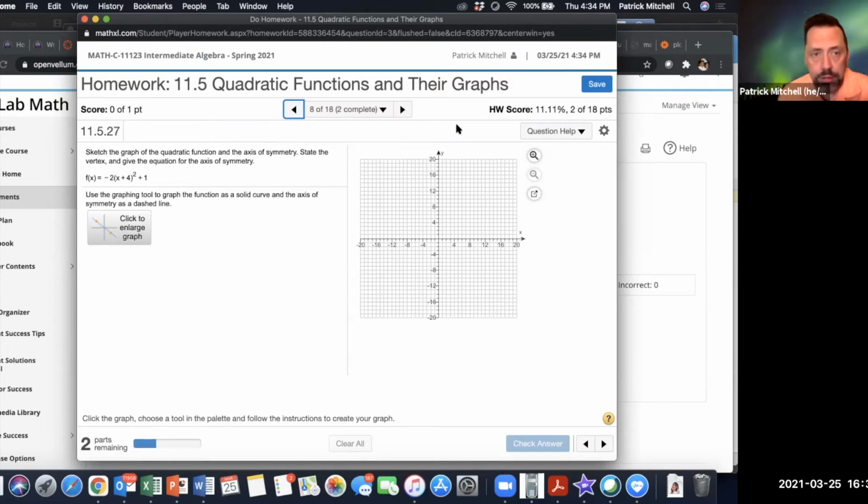So let's talk first about the vertex. Remember that we're matching this up to the form a times x minus h squared plus k. The vertex is the point h, k.